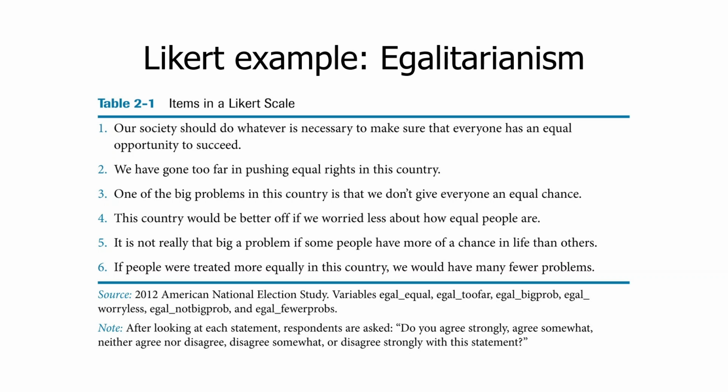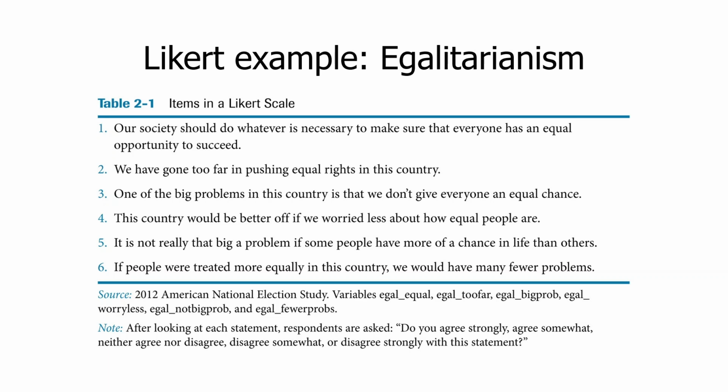Question designers do this so that respondents don't fall into a response set, just agreeing with everything or disagreeing with everything. But you can recode the values so that you have a nice scale that's coded in one direction. One of the big problems in this country is that we don't give everyone an equal chance. Okay, that's measured in an egalitarian direction. This country would be better off if we worried less about how equal people are. Well, you get the idea.